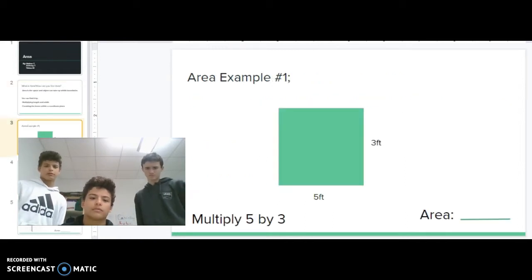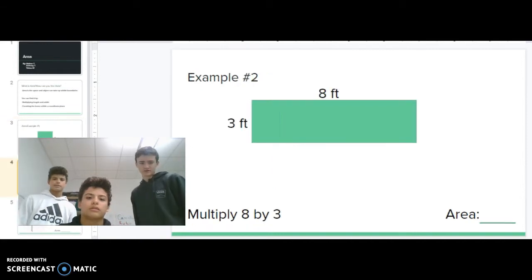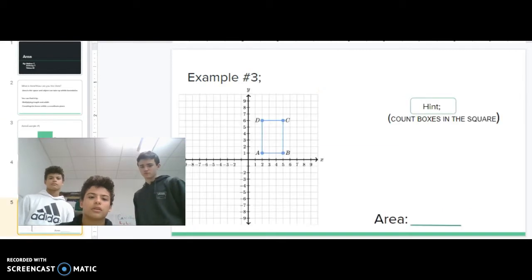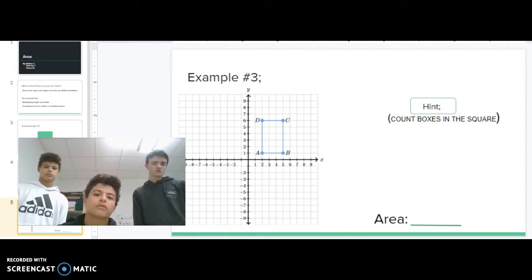Area example 1, 5 times 3 is 15 feet squared. Area example 2, 8 times 3 feet is 24 feet squared. Example 3 is counting the boxes, and there's 1, 2, 3, 4, 5, 6, 7, 8, 9, 10, 11, 12 boxes, so it's 12 units.